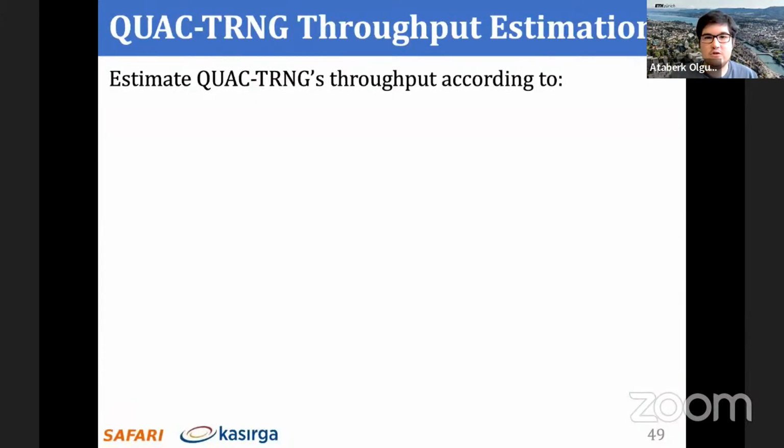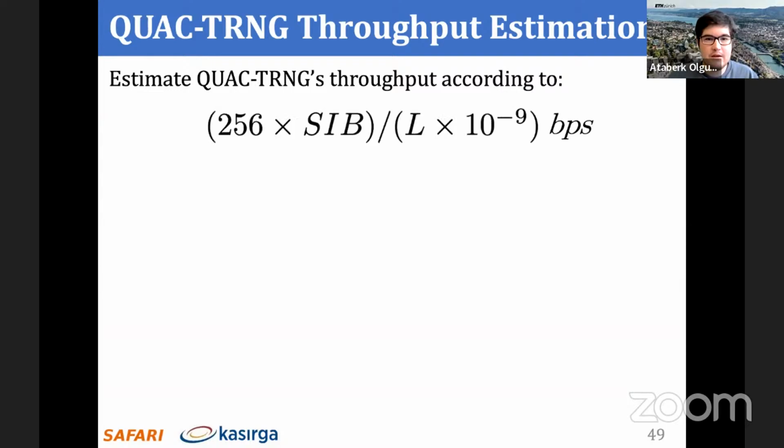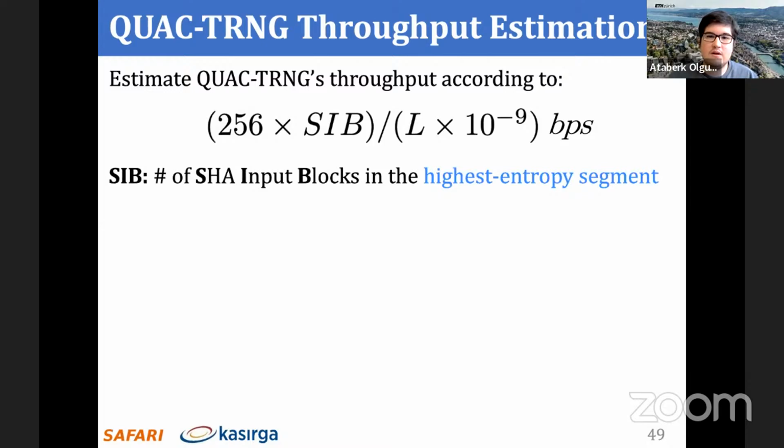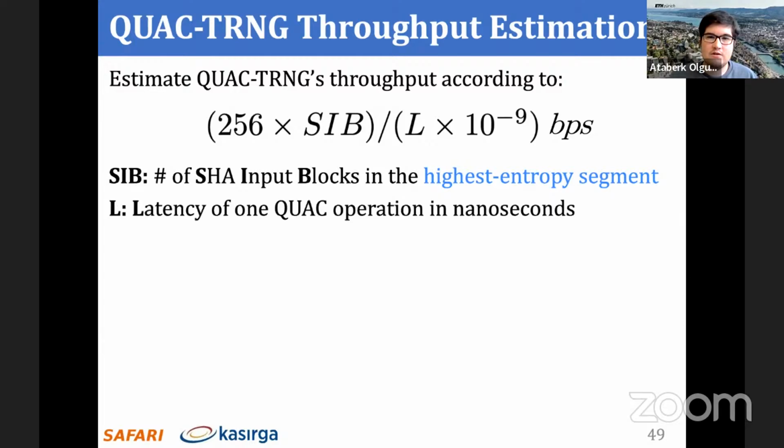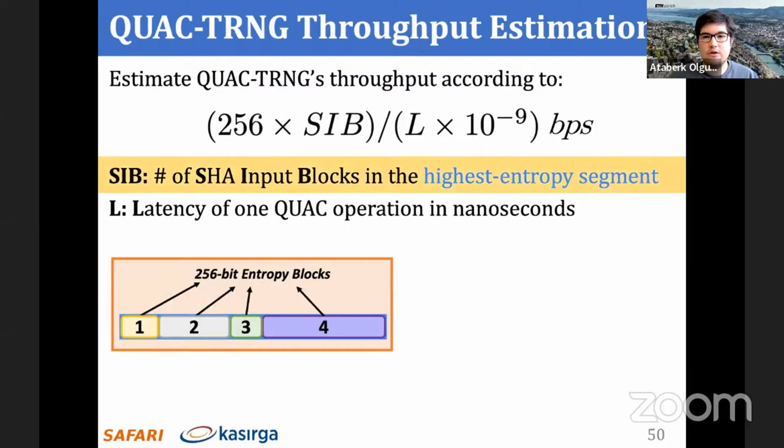We estimate QUAC-TRNG's throughput for a DRAM module according to this formula. Here, SIB is the number of SHA input blocks in the highest entropy DRAM segment, and L is the latency of executing 1 QUAC-TRNG iteration in nanoseconds. We refer to a contiguous range of cache blocks with 256 bits of collective Shannon entropy in a DRAM segment as a SHA input block.